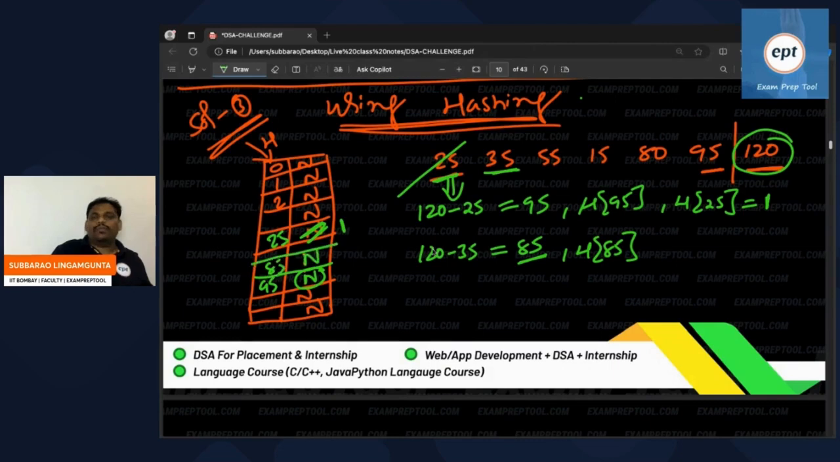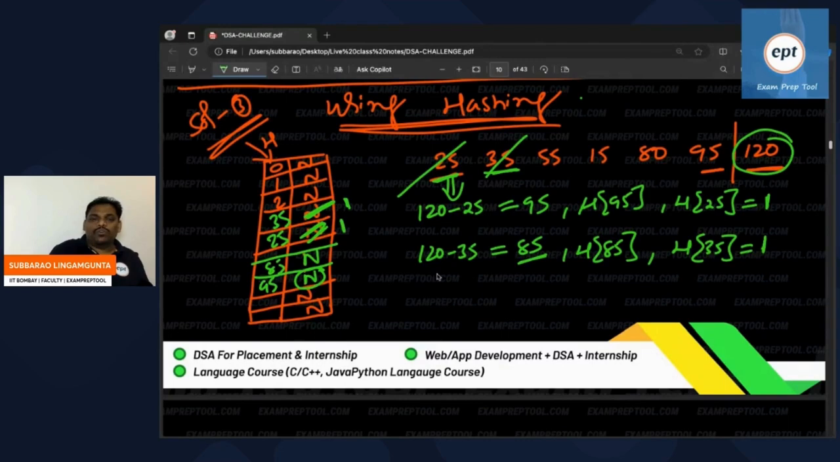No one is available. Whenever not available, make the hash table of this 35 as 1, saying that 35 is available, but its matching number 85 is not available. Because of the lack of space, I may write at some random places. So now it became like that.